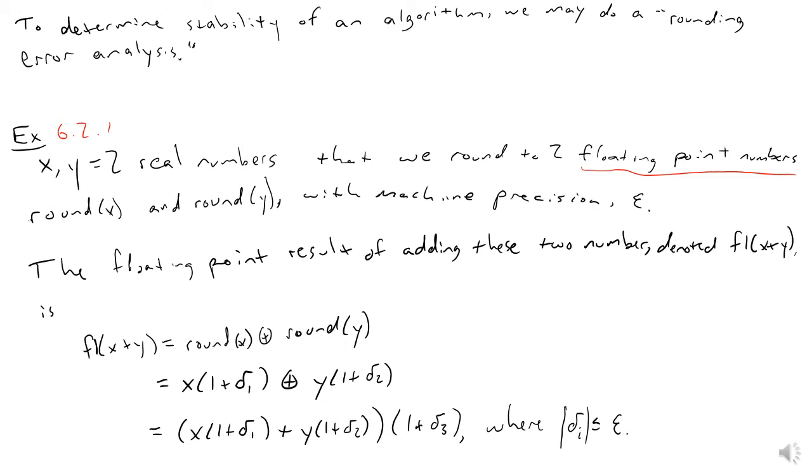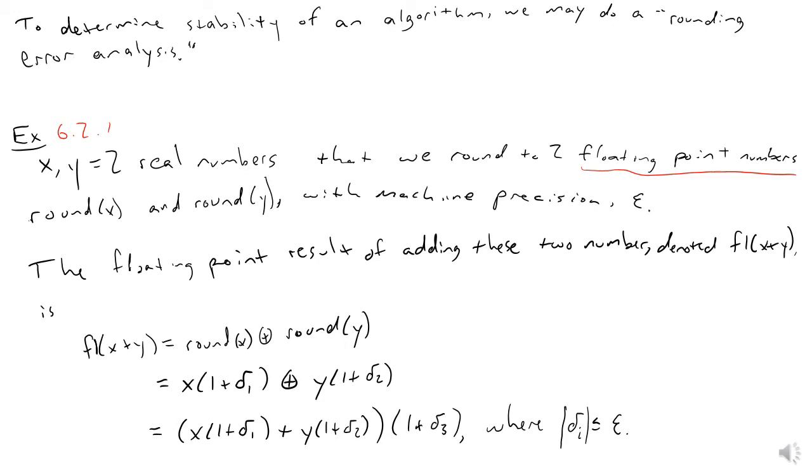And let's say that the machine precision that we're dealing with is epsilon. Just as a reminder, if we're dealing with a single precision machine, then epsilon is 2 to the negative 23rd. And in double precision, epsilon is 2 to the negative 52.